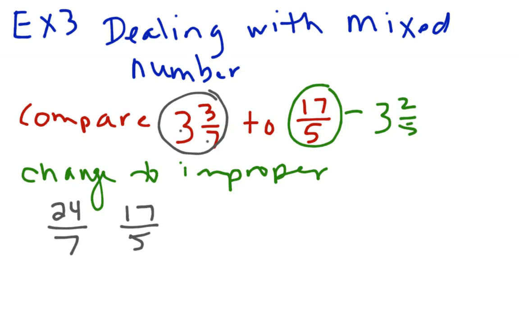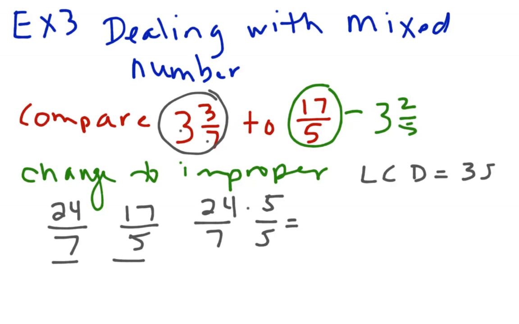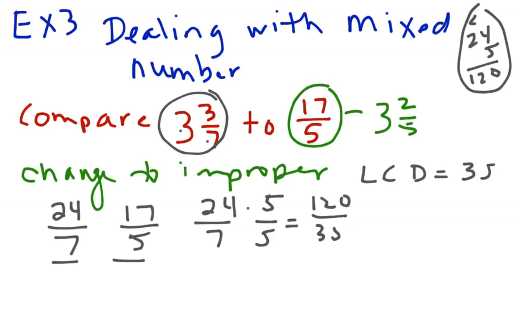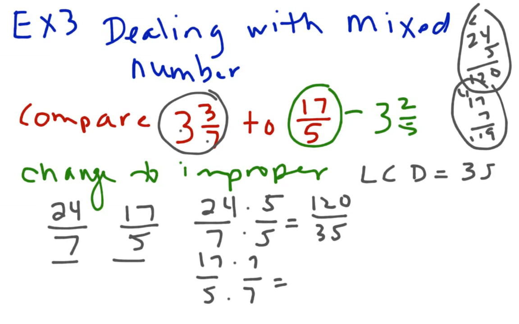So again, my lowest common denominator will be 35, because that's the lowest common multiple between 5 and 7. So I have to convert 24/7 by multiplying 5 on the top, 5 on the bottom. So 24 times 5, I did my little side work over here, gives me 120/35. And then if I convert my 17/5 by multiplying 7 on top, 7 on the bottom, 17 times 7, 119, there's my side work. 119 over 35. Oh, just one off.